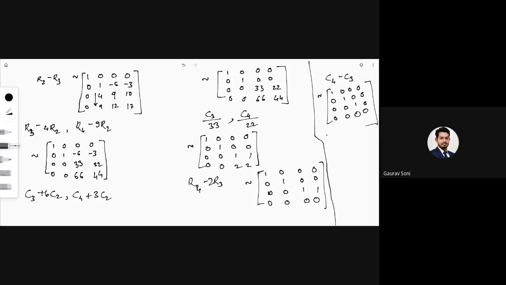So the normal form of A is I3. There is one column which is 0, one row which is 0, like this. This is the normal form. So the rank of A is equal to 3.